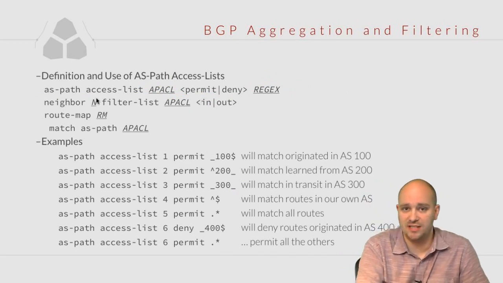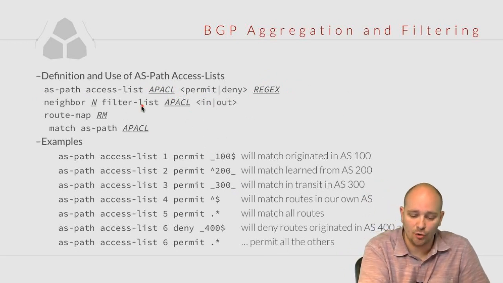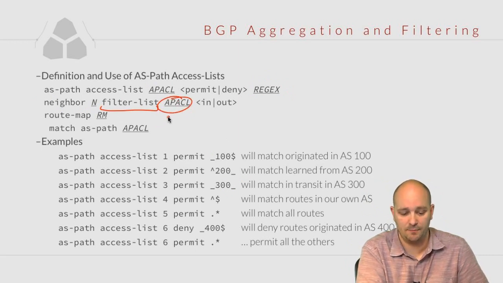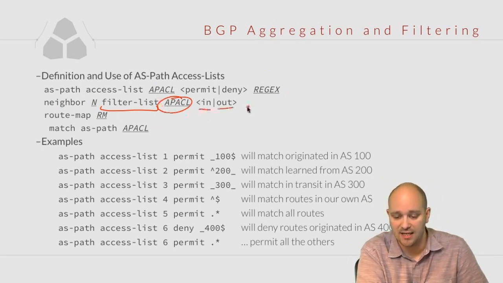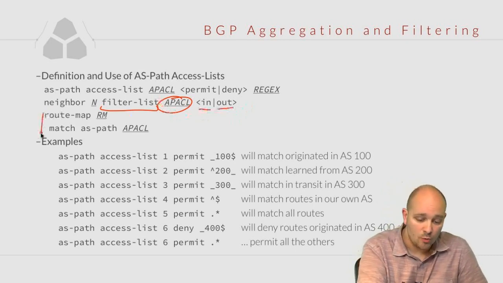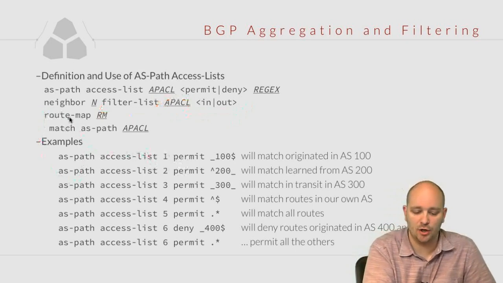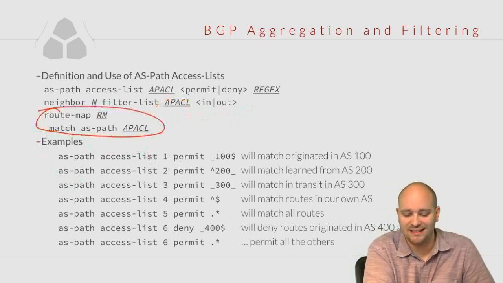And then we can use these access lists either directly on the neighbor using filter-list, where we specify the AS path access list in either the inbound or the outbound direction, or we can reference them from the route map. Now, I'm going to pause here and talk a little bit about the syntax in the route map.